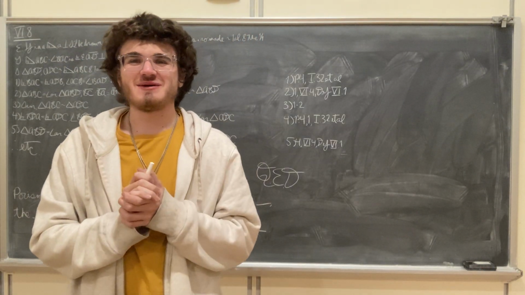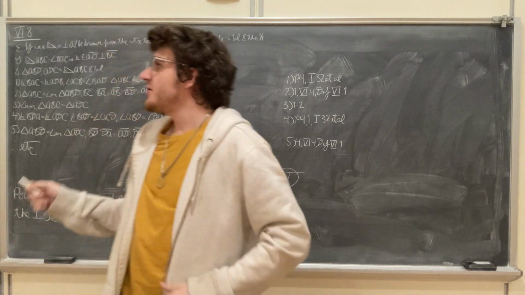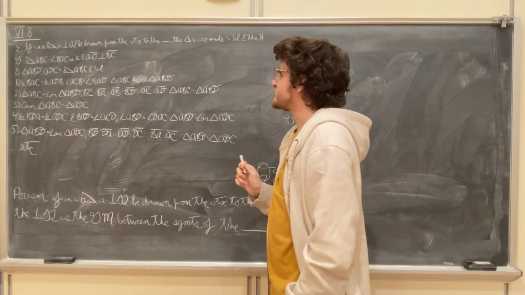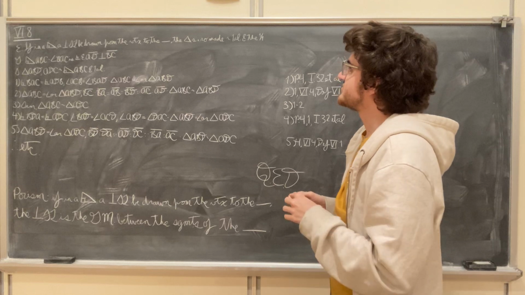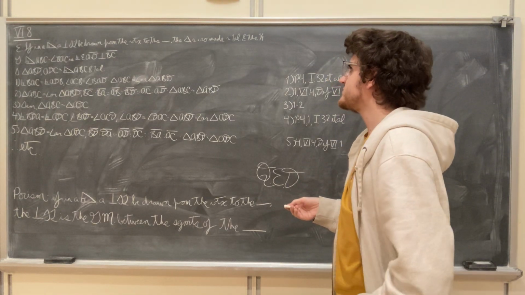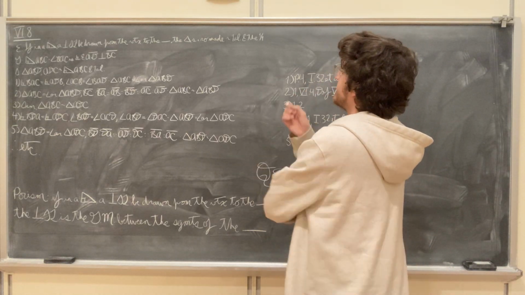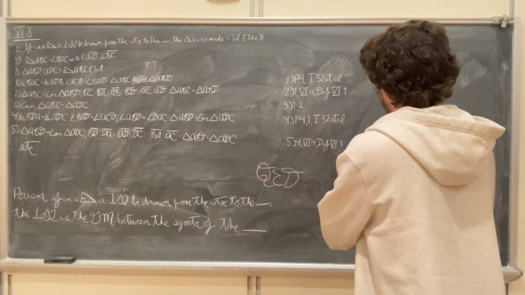Hello, this will be a demonstration of Proposition 8 from Book 6 of Euclid's Elements, which says that if in a right-angled triangle, a perpendicular straight line be drawn from the vertex or from the right angle to the base, the triangles so made will be similar both to each other and to the whole.